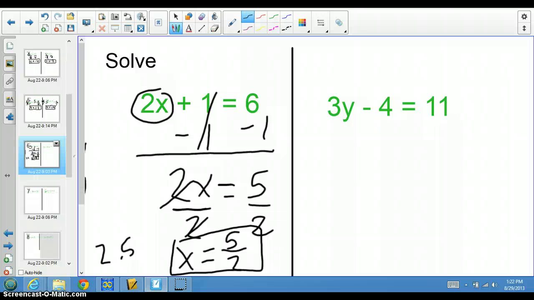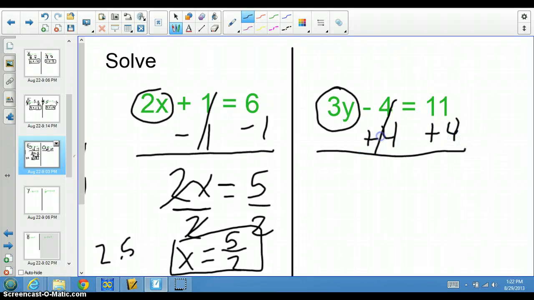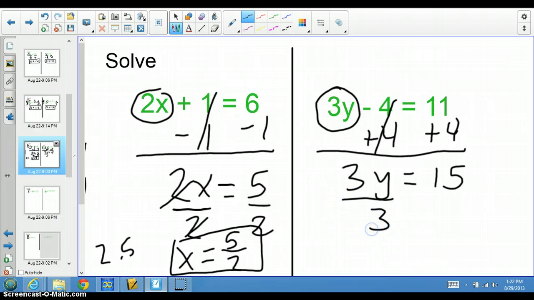For this next one, 3y minus 4 equals 11. I need to get the 3y all by itself first. So I have to get rid of this negative 4. Well, I do the opposite and add 4. So I have 3y equals 15. Now to get rid of this 3 in front of the y, I'm multiplying, so I have to do the opposite and divide. So I get y equals 5.